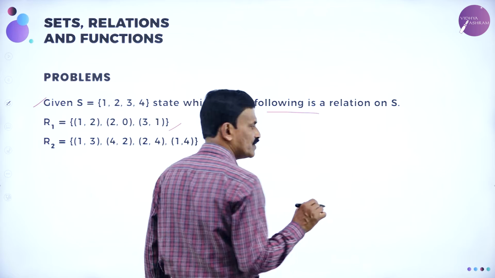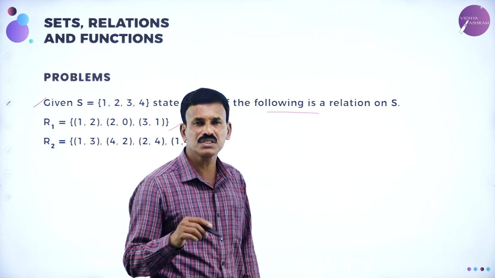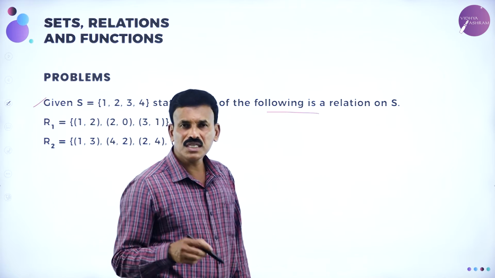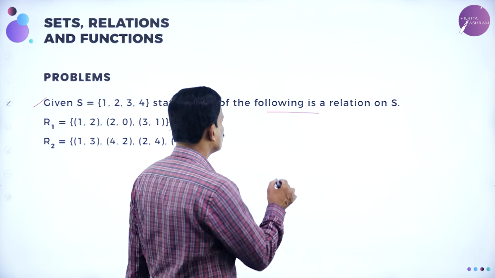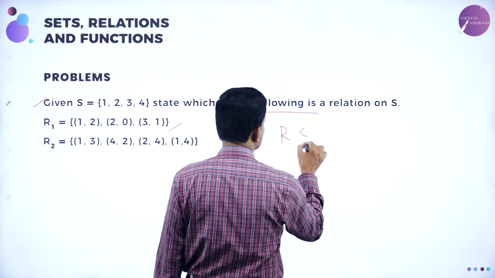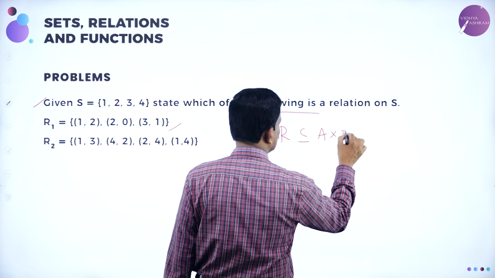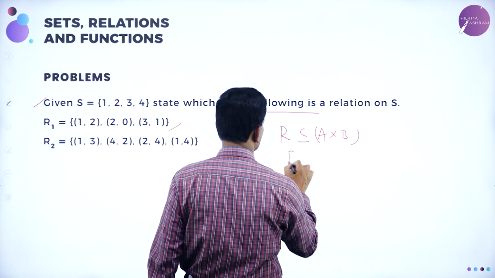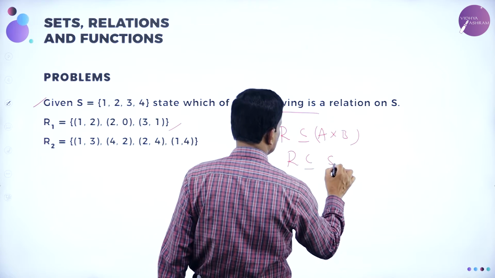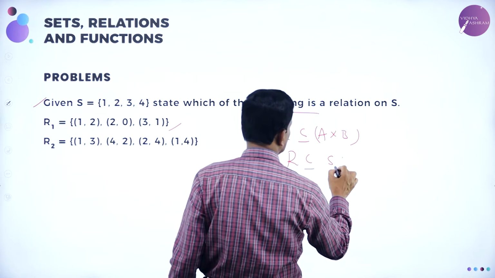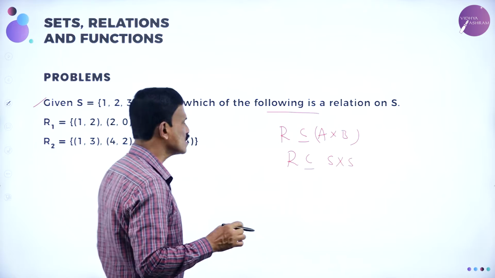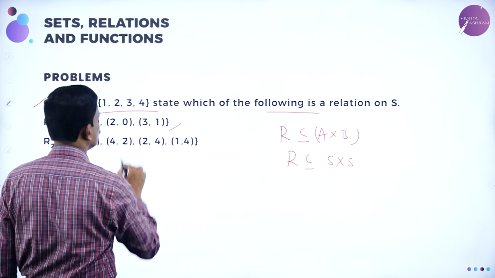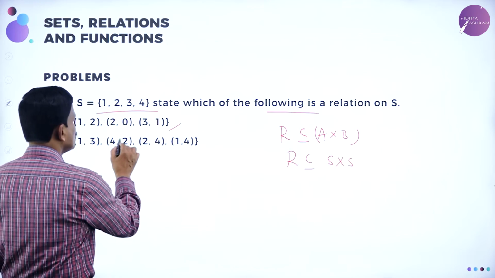As we know by the definition of relation, for any two non-empty sets A and B, the relation is a subset of A cross B. Here, according to this definition, R is a subset of S cross S, since S contains the elements 1, 2, 3, 4.